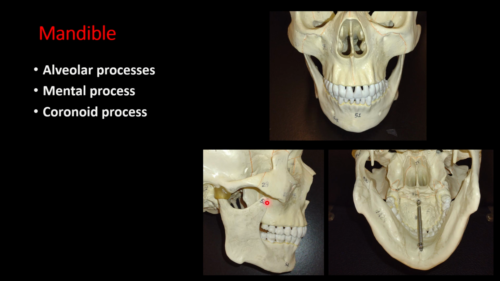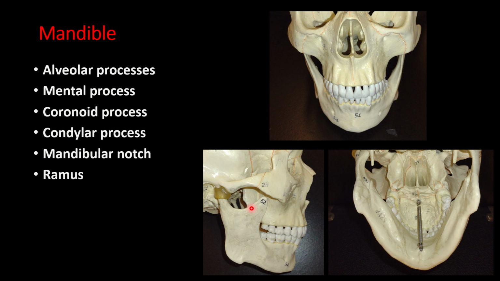Coronoid process, you can see it in the lateral view. This is the coronoid process, which is located anteriorly. Condylar is located posteriorly. In between the two, you have the mandibular notch. And this is the ramus. This is a big bony projection.